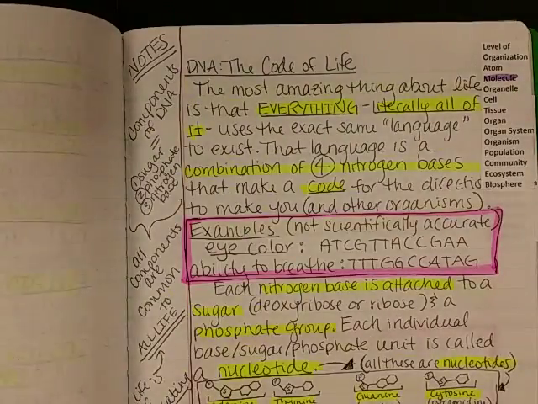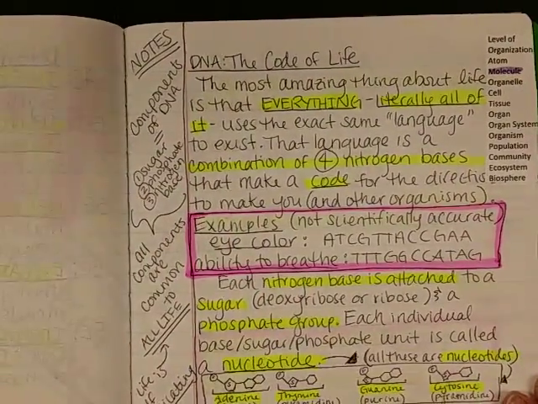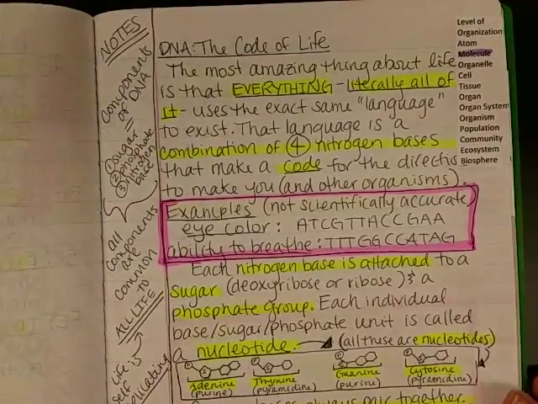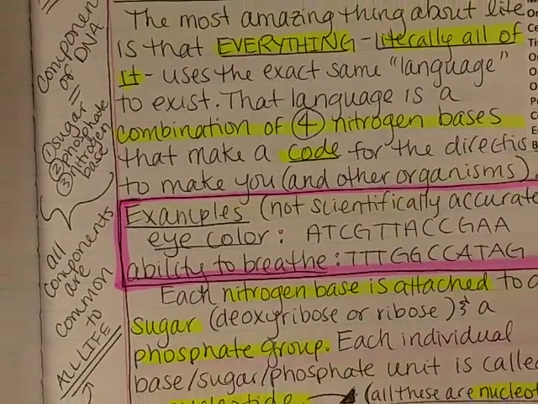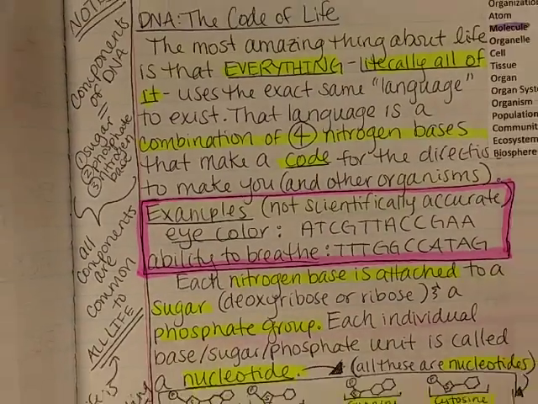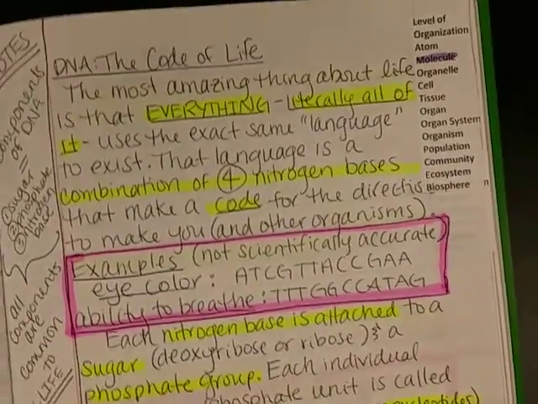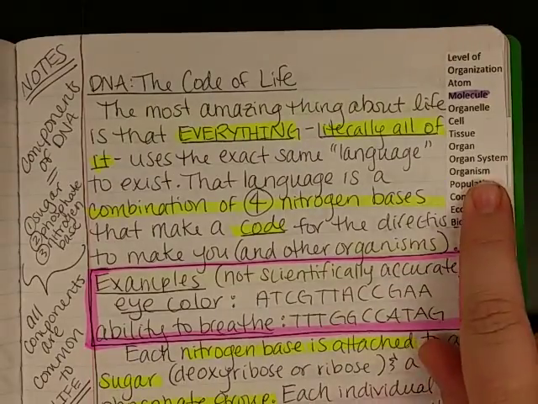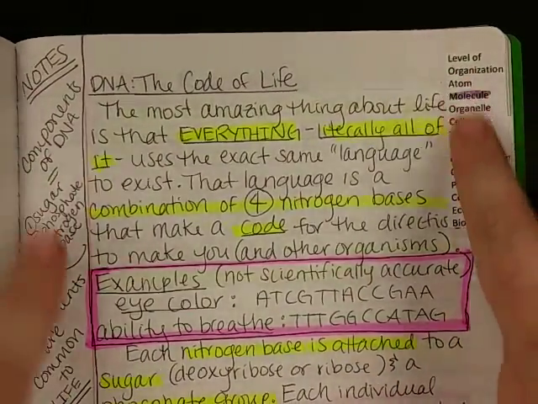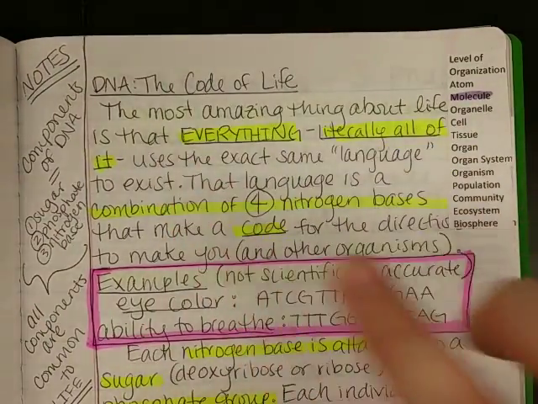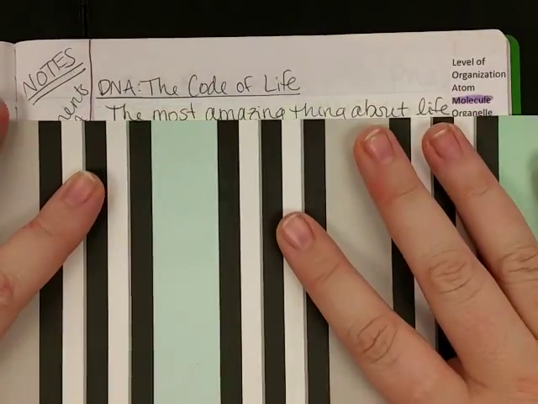Okay, so the first set of notes we're going to be taking are DNA Code of Life notes. Again, you need to have your Cornell notes set up. You need to have your levels of organization here on the side and marked. These are points on your grade. Your title is DNA Code of Life.